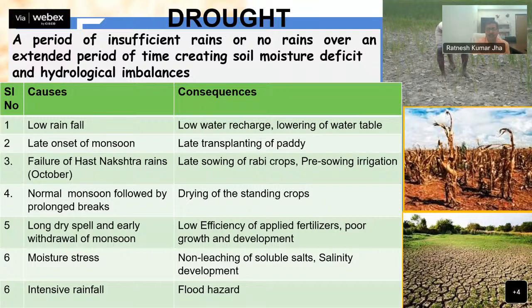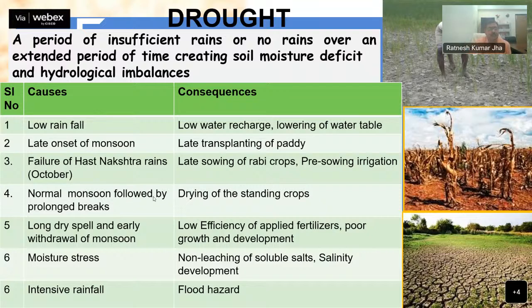The fate of the Rabi crops depends upon the onset of this Hast Nakshatra. So with late sowing, if this rainfall is not there, the fate of Rabi crops is at stake, and there is late sowing of Rabi crops, and re-sowing irrigation is a must. So again, this is adding to the cost of cultivation for the farmers.